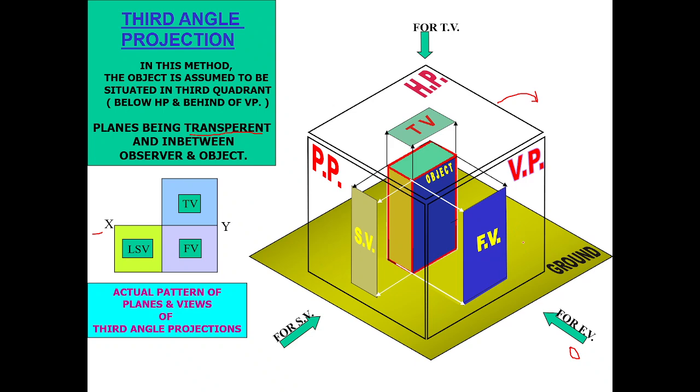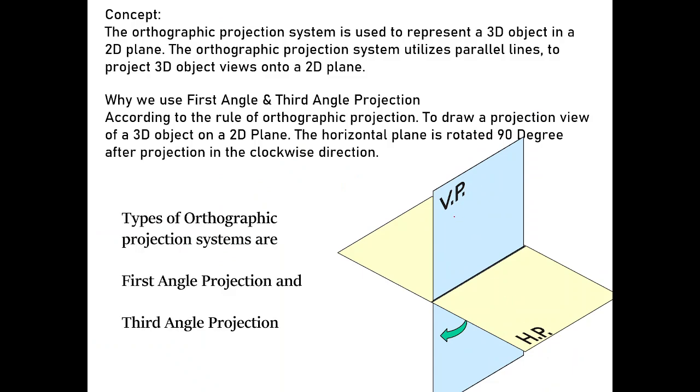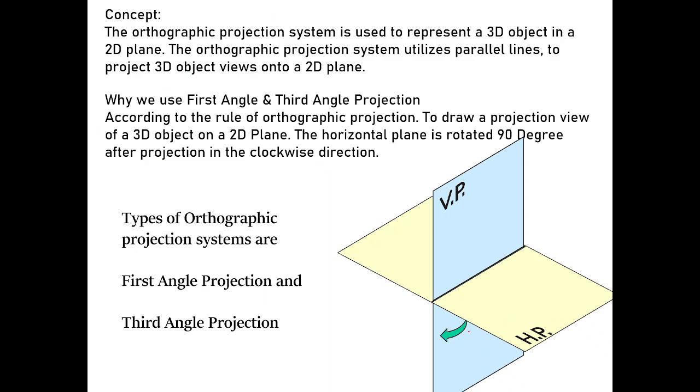So here the plane is to be considered as transparent. This vertical profile plane, horizontal profile plane, and side profile plane are considered to be transparent. But in the case of first angle, it was solid. So you can see here, this is the vertical plane, this is the horizontal plane. Once we have taken the projection, we rotate it. That's why we use first angle projection and third angle projection.